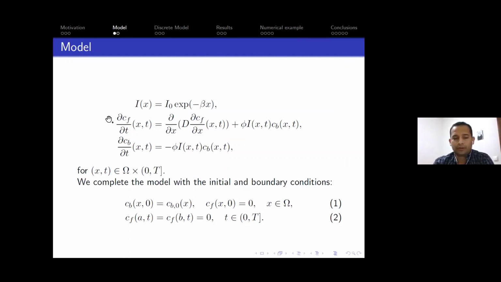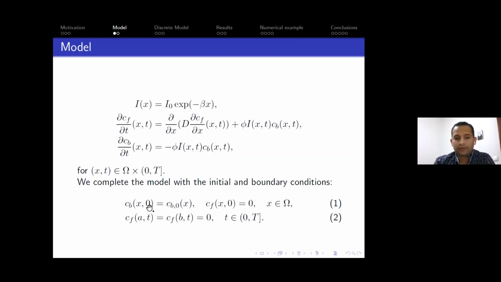We proposed a diffusion equation for the free drug concentration, the second equation. As you can see, here is the diffusion term with the diffusion coefficient D, and also a reaction term, which is proportional to the light intensity applied to the bound drug concentration. And the last equation is for the bound drug concentration. You can see here also the same reaction term with opposite sign. We complete this model with boundary and initial conditions.